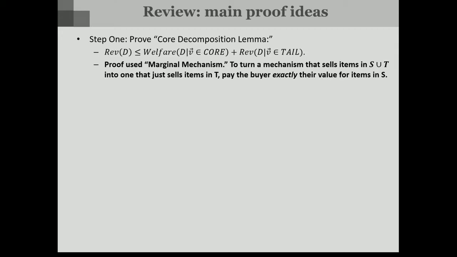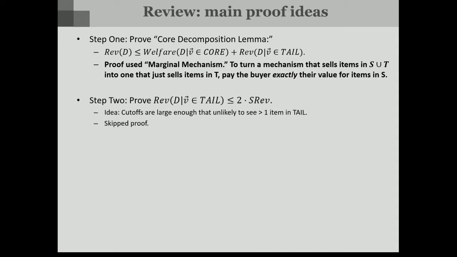Okay, so just to recap what I said so far, there were 3 steps. The first step was this Core Decomposition lemma, and what I wanted to highlight was that the proof used this Marginal Mechanism lemma. What was important was that we wanted to turn a mechanism that sells items in S union T into a mechanism that just sells items in T. And we did this by basically buying back from the buyer the items in S. But to do this, we needed to know exactly the buyer's values for items in S.